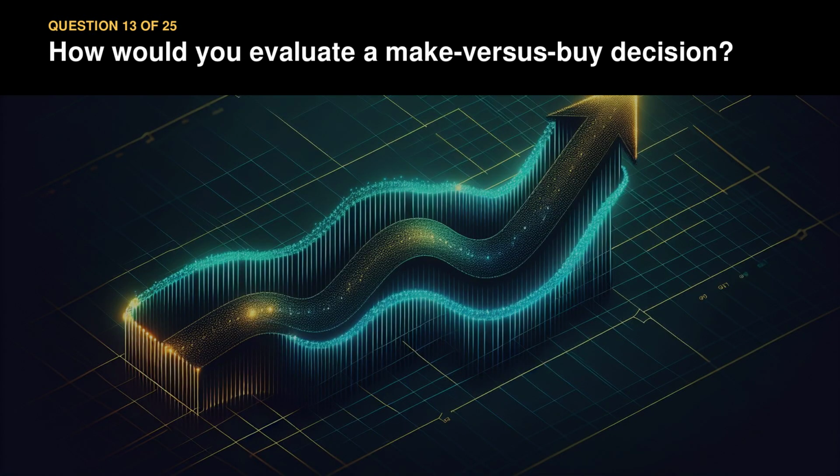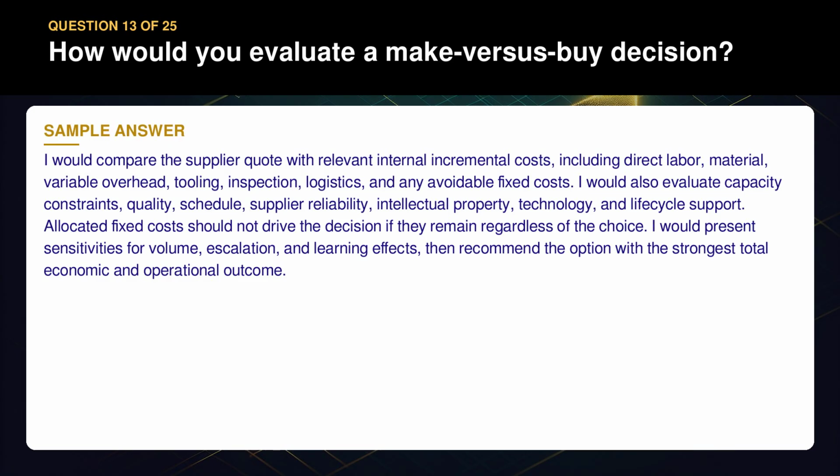Question 13. How would you evaluate a make versus buy decision? I would compare the supplier quote with relevant internal incremental costs, including direct labor, material, variable overhead, tooling, inspection, logistics, and any avoidable fixed costs.